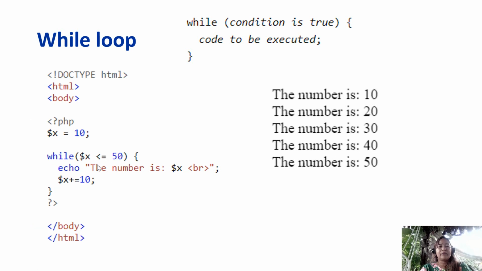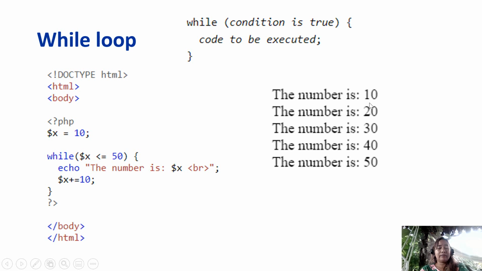Alright, now this one. Here, you're also making changes to the value of x. Initially it is 10, and you're checking, is 10 less than or equal to 50? That's true. So since it is true, you perform the statements inside. It will display the number is 10, exactly as it is written inside your echo statement.